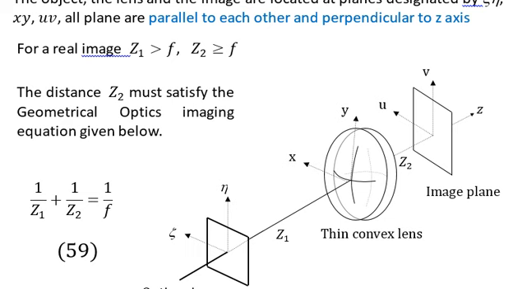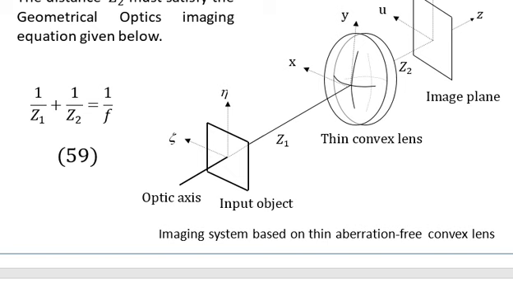The distance z2 must satisfy the geometrical optics imaging equation given below. So you see that our imaging equation for this system under geometrical optics will be 1 over z1 plus 1 over z2 is equal to 1 over f. So here z1 is the object distance, z2 is the image plane distance, and f is the focal length of the lens. So this is equation number 59.